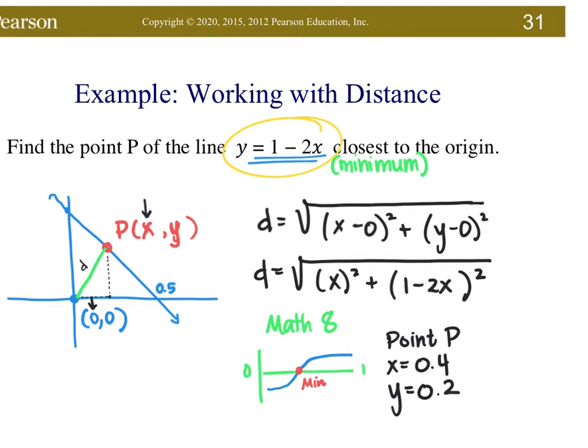So those are the coordinates of the point P on this line that's closest to the origin. All the other points, whether they're to the left or the right, are all farther away than that point. So we can adjust our drawing and say that this point we just found is 0.4, comma 0.2. That's its position.